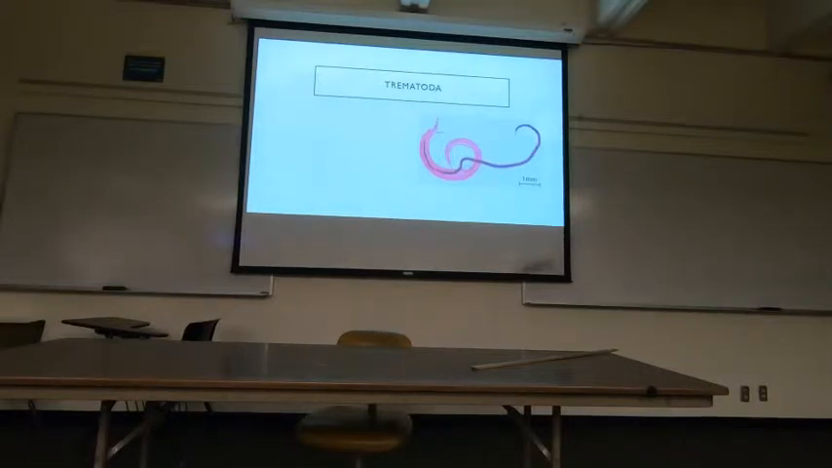Now we have the trematodes. These guys are really creepy. These are also called flukes. These are internal parasites of a lot of different animals, including a lot of mollusks and in many cases humans as well. Some of the more dangerous foodborne parasites belong to this class.